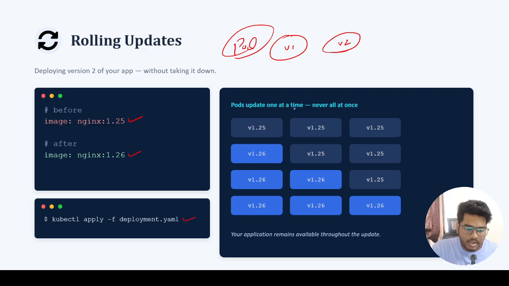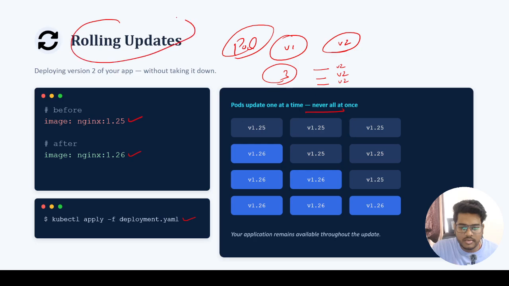So pods update one at a time, never all at once. Suppose we have three pods running, so one will go down and come up with the new version v2, then another one will go down and come up with the new version, and another will go down and come up with v2. This we call rolling updates.